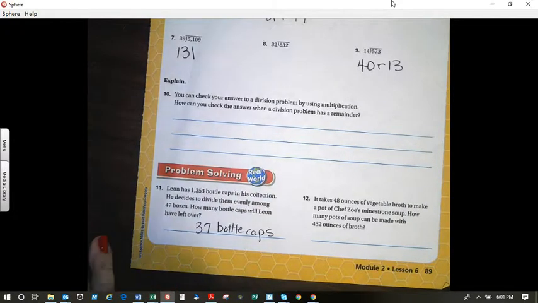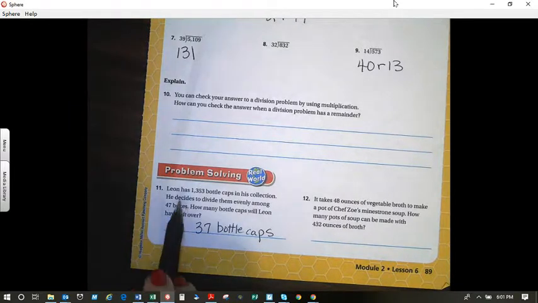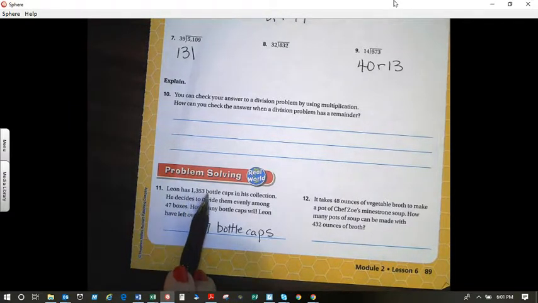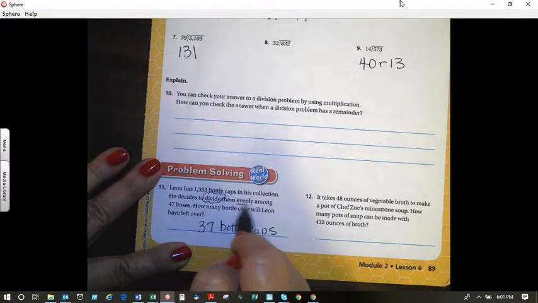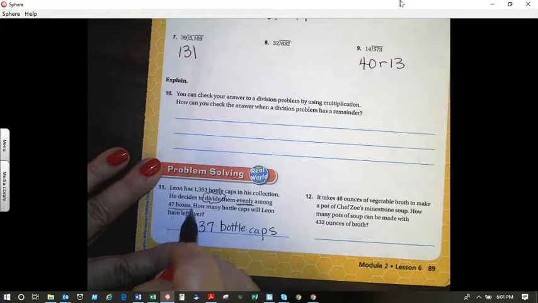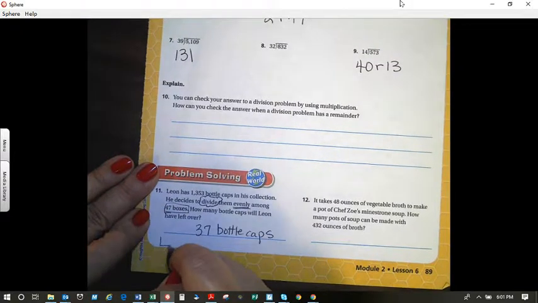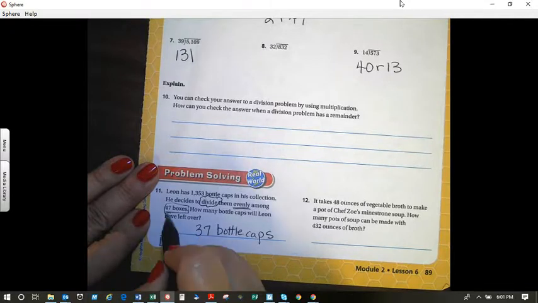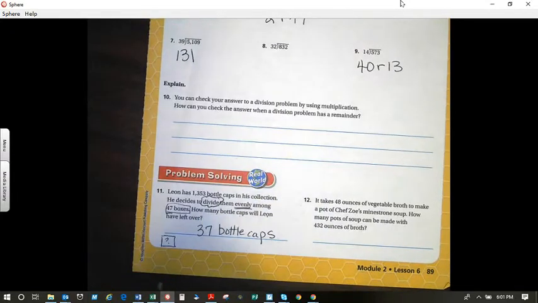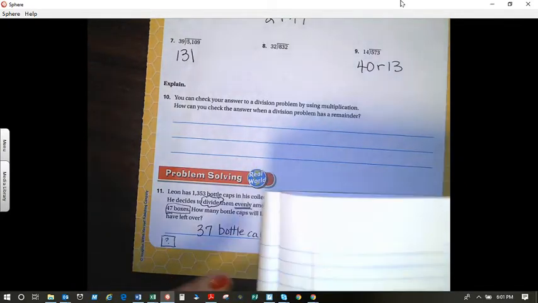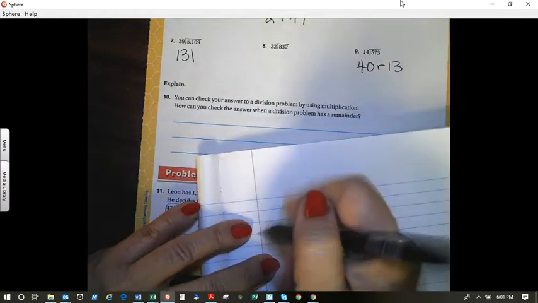All right, so let's read. Leon has 1,353 bottle caps in his collection. He decides to, look at this word, divide them evenly among 47 boxes. So there's going to be one box. And how many are in there? How many bottle caps will Leon have left over? Okay, so now we have to see how many is going to have left over. So he wants them divided into 47 boxes.